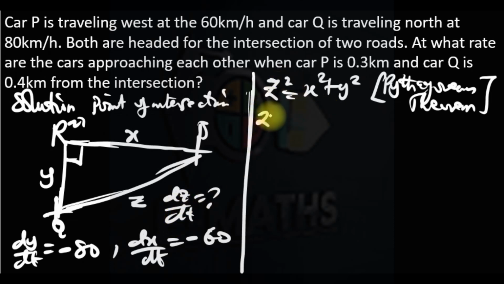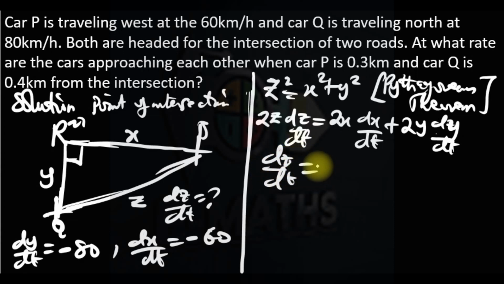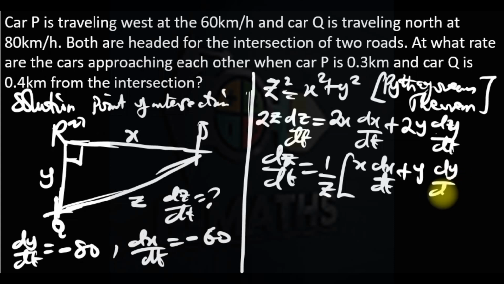So I have 2z dz over dt is equal to 2x dx over dt plus 2y dy over dt. Remember, we're asked to make this the subject of the formula, so dz over dt is now 1 over z times x dx over dt plus y dy over dt.